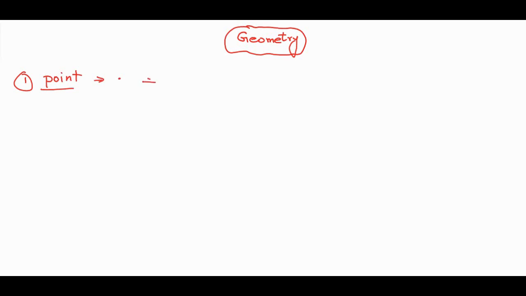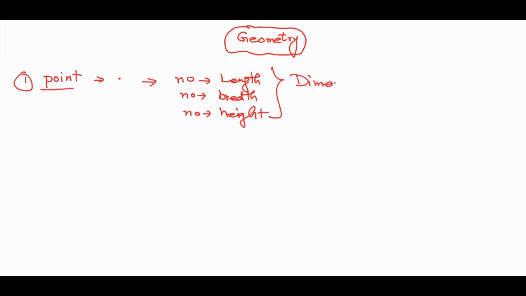That means point has no length, no breadth, no height. That means point is dimensionless. So this is the basic idea about point. Point has no length, no breadth, no height, no dimension.